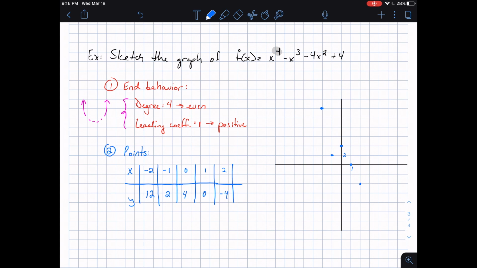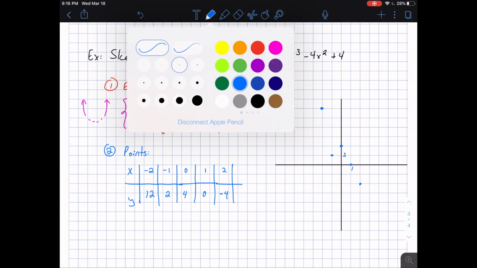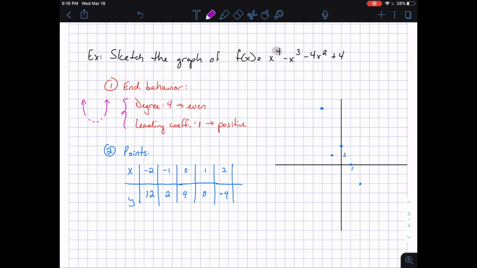You have to pay attention to the end behavior here, because based on just the points alone, you might think that the graph is going to go this way. But that's not what our end behavior is telling us. Our end behavior is telling us I need to increase on both sides. So no matter what happens, toward the left I have to increase, and toward the right I have to increase.